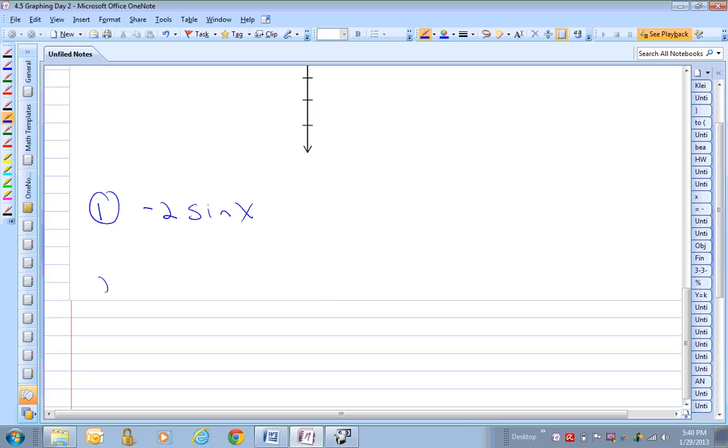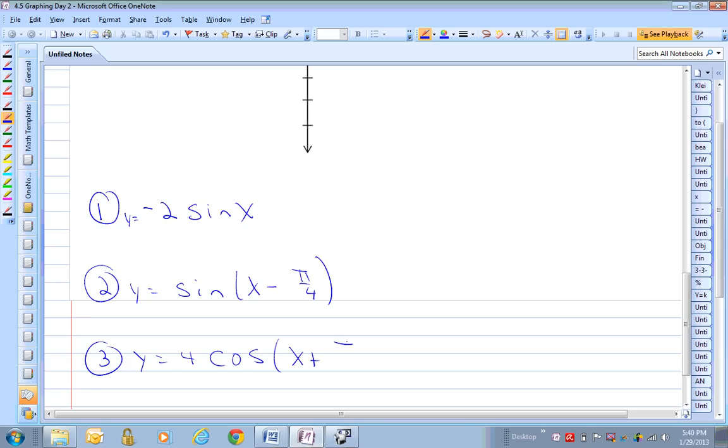The second equation you're going to write down, and you're going to graph tomorrow when you come to class, is, I should have said y, equals sine, parentheses, x minus pi over 4. And then our third graph we're going to graph is y equals 4 cosine, parentheses, x plus pi over 4, close the parentheses, plus 4.